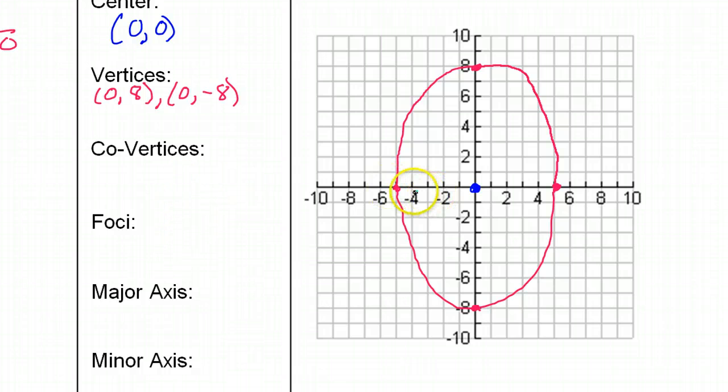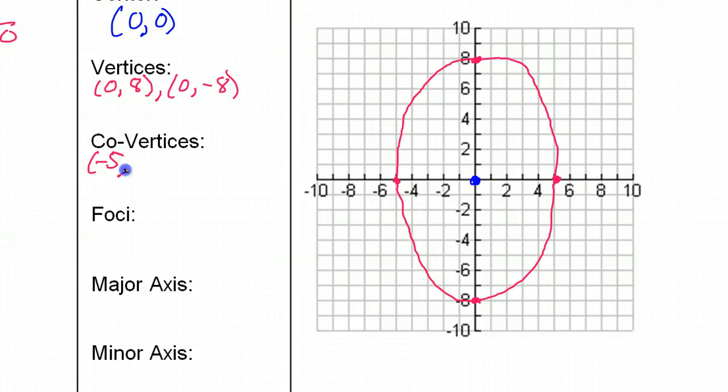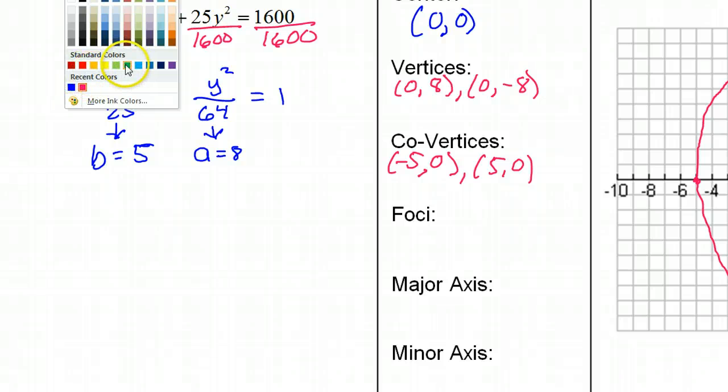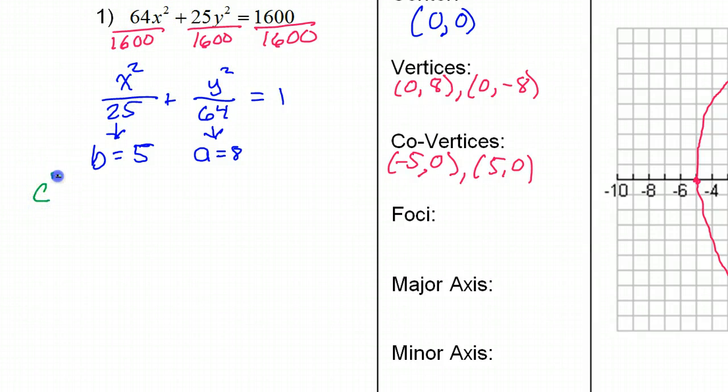So the co-vertices are -5, 0 and 5, 0. Now the foci. I've got a and b. I'm going to need c for the foci. So we know that c squared is equal to a squared minus b squared. That means c squared is equal to 64 minus 25.